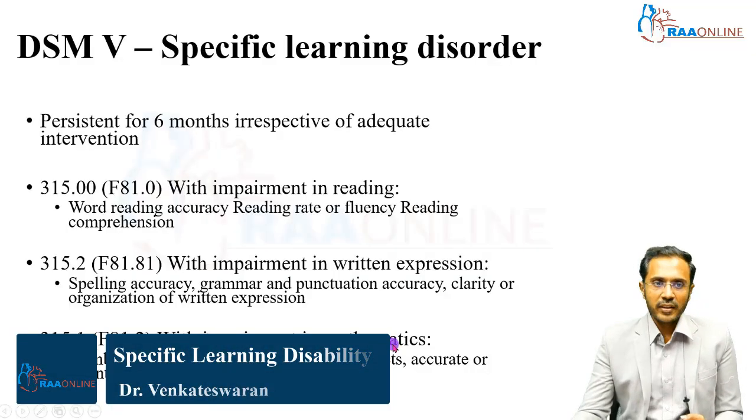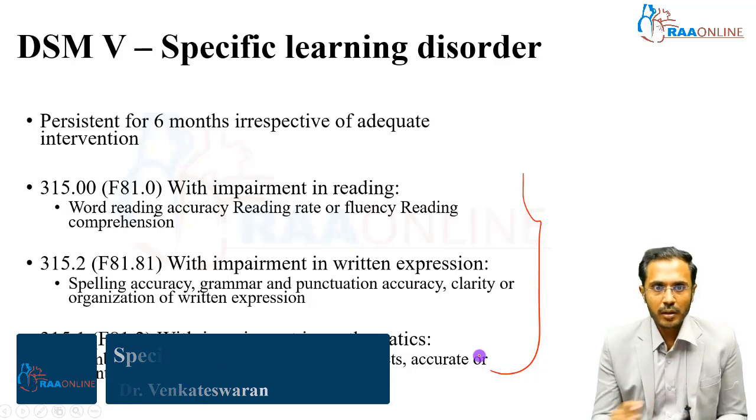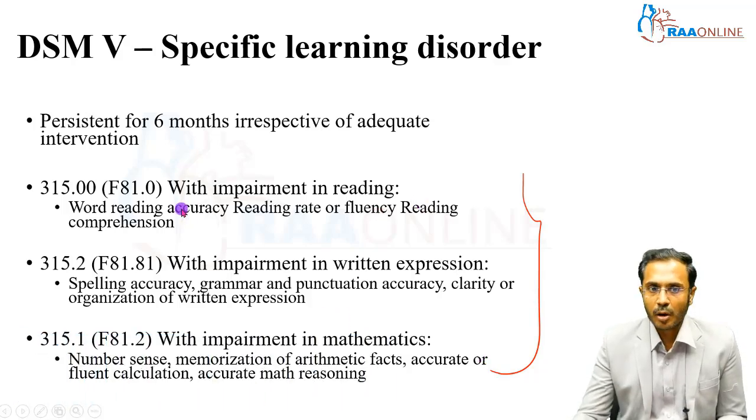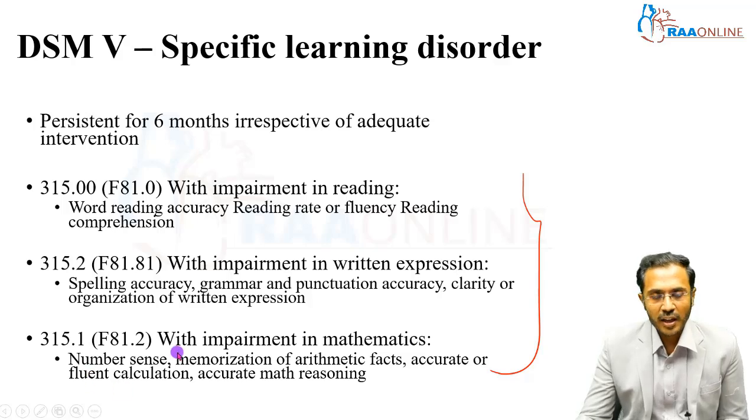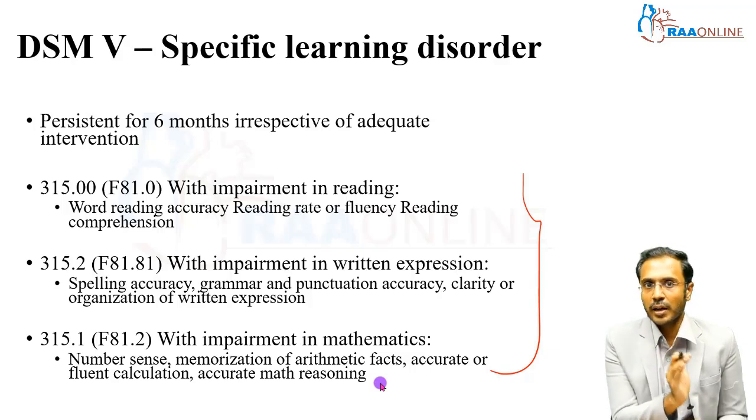So what does DSM-5 say? This classification is the same as ICD-11. The problem is in reading accuracy, fluency and comprehension, spelling accuracy, grammar, punctuation, or poor organization of written expression, or problem with number sense, memorization of arithmetic facts like tables, or poor fluency in calculation, or poor mathematical reasoning. Basically, the structure of the diagnosis is the same in ICD-11 and DSM-5.